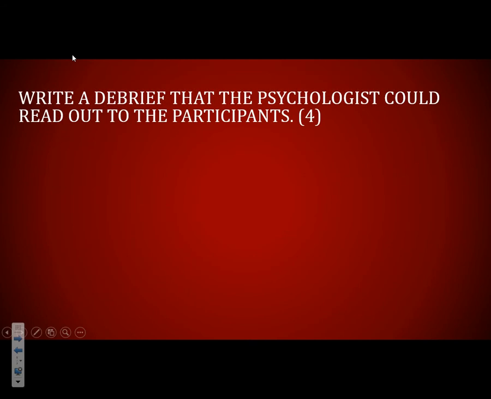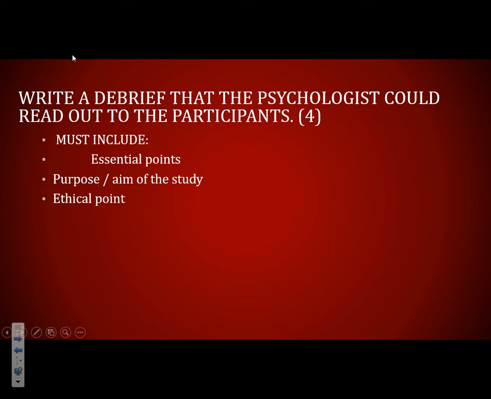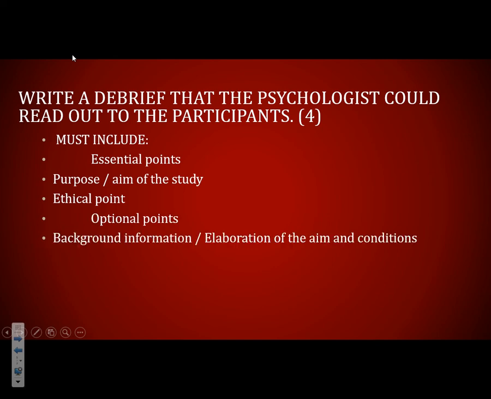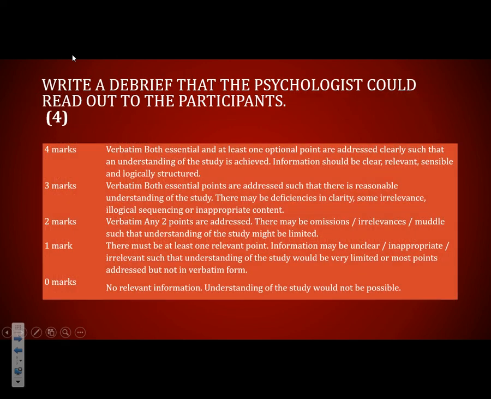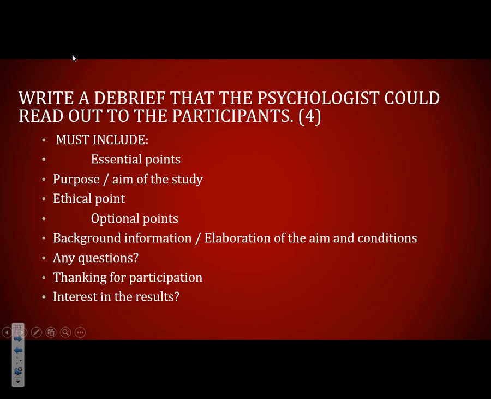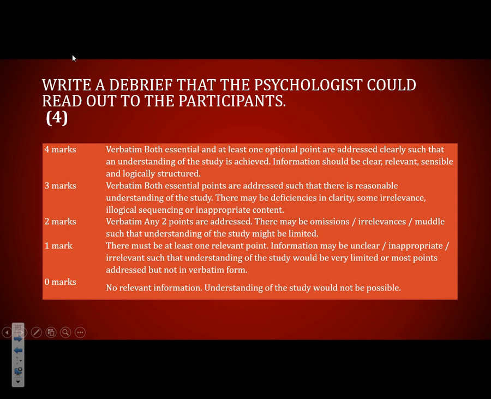Write a debrief the psychologist could read out to the participants. You must include the purpose or the aim of the study and some ethical issues that we'll talk about. If you don't do that, you can't get the marks. Okay, and then optional other things: background information, tell me a bit more about the aims, ask if there's any questions, and thank you for participating. Also ask if they are interested in the results. So 4 marks if you've mentioned both the purpose and the aim of the study, and an ethical point, and 1 ethical issue, 1 optional issue.